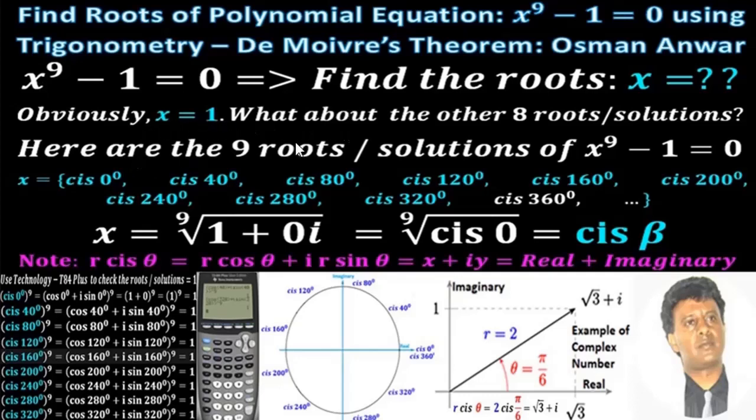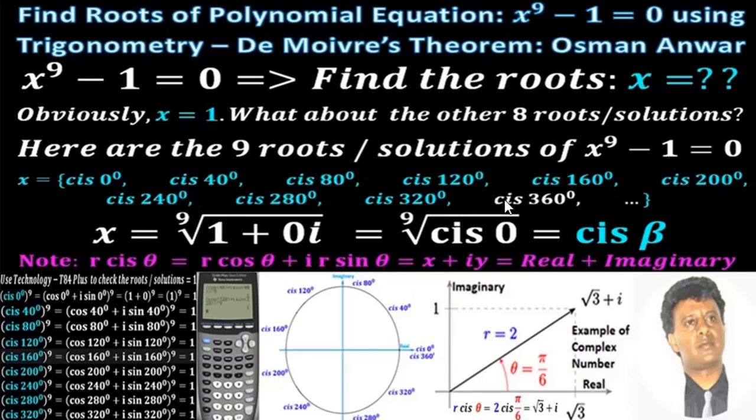Here are the 9 root solutions of x to the 9 minus 1 equals 0. And they are x equals cis 0 degree, cis 40 degree, cis 80 degree, cis 120 degree, cis 160 degree, cis 200 degree, cis 240 degree, cis 280 degree, cis 320 degree. Those are the 9 solutions, the 9 roots.